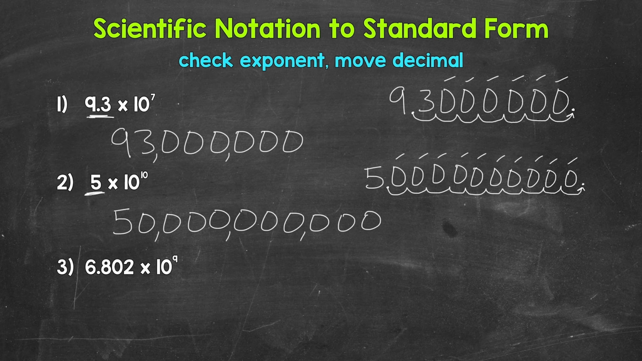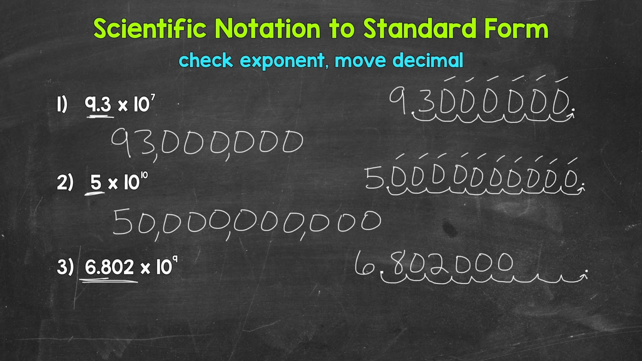Lastly, let's move on to number 3, where we have 6.802 times 10 to the ninth power. Let's write 6.802 off to the side here. Looking at the exponent, we have a positive 9. So we're working with a large number here. We need to move the decimal 9 places to the right. So 1, 2, 3, 4, 5, 6, 7, 8, 9. And fill with zeros here. And that is our standard form.